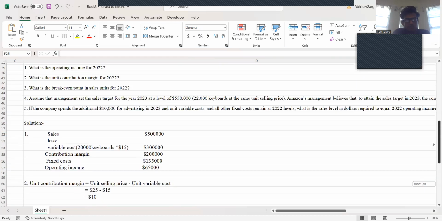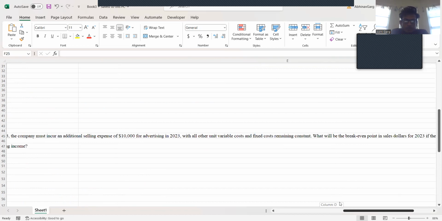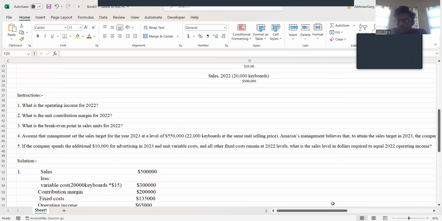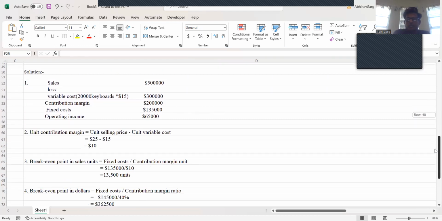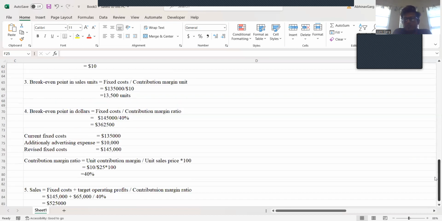Let's see the next question. If the company spends the additional $10,000 for advertisement and unit cost remains the same, what is the sales level in dollars required to attain the same operating income as last year, that is $65,000, as the company has increased the advertising expenses by $10,000? So how much sales in dollars do we have to make so that we arrive at the same operating profit that we got last year?